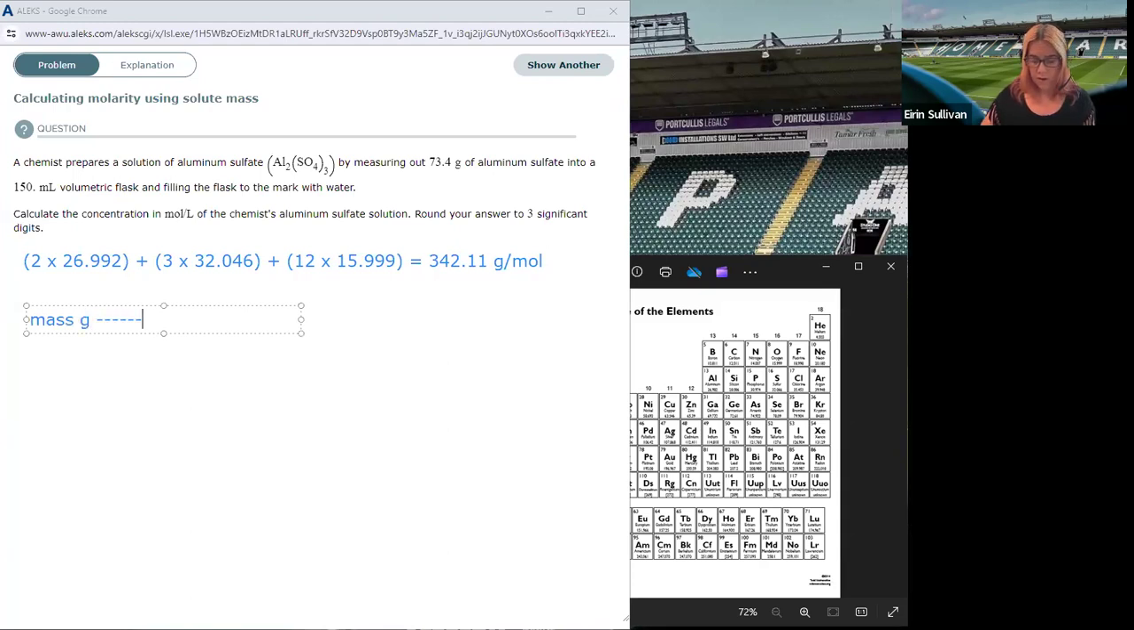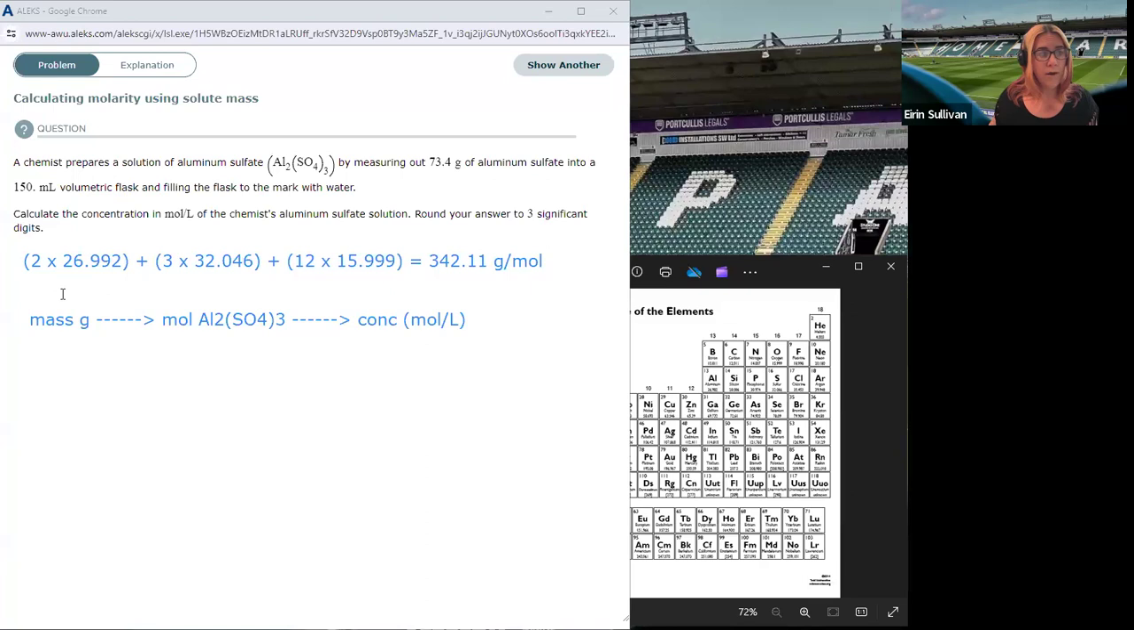Okay, so we're going to try and convert our mass in grams to the number of moles of aluminium sulfate. And then if we have our moles of aluminium sulfate, we can convert that into our concentration in a given volume. We've been given our volume of 150 milliliters, so we can get our concentration. And that should be in units of moles per liter, which is the same as molarity.